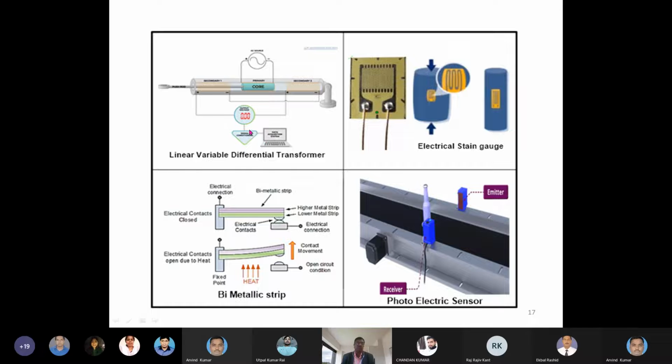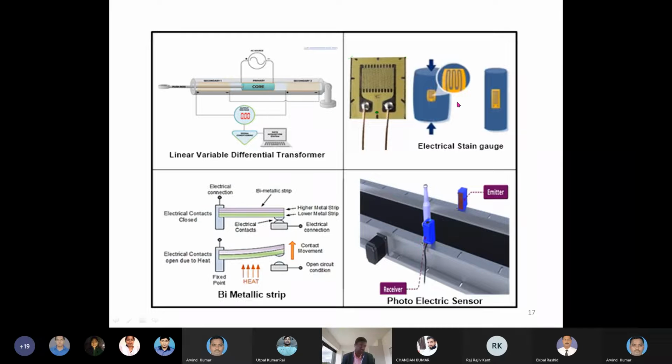The accuracy we can measure is plus or minus 1 mm, and the resolution generally will be in the order of 0.01%. The output will be in the form of voltage which varies from 0 to 10 volts. So this is very commonly used as a displacement sensor.